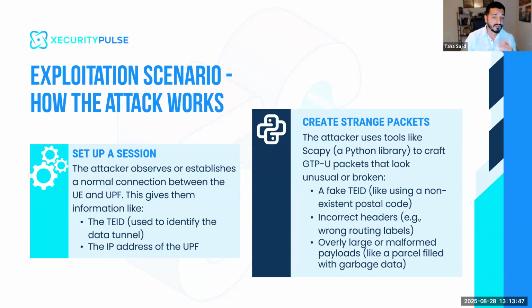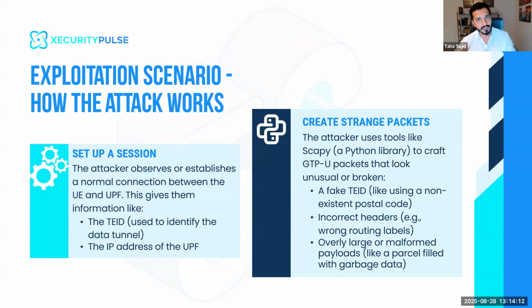And that data gives you the information of the TEID, which is the tunnel ID, which is used to identify the data tunnel. That is one piece of information that it can get. The other is the IP address of the UPF. So UPF is the user plane function which sits inside the data center of the operator. So once you are connected to a network, you will have an IP address of that UPF, which you can get on your mobile phone.